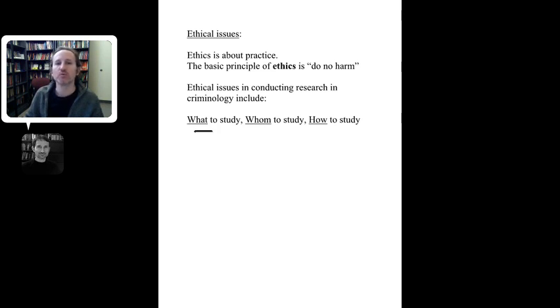So the idea of what you study, whom you're studying, and how you study, all of these things involve the principle of thinking through, am I harming my subjects? And you can also think about ethics in terms of how I might be harming people if I, for example, lie about my research or fudge data. So as criminologists, we're obligated to be ethical.